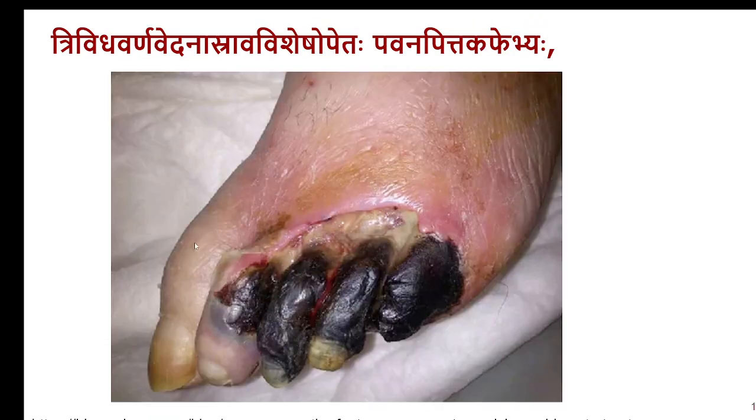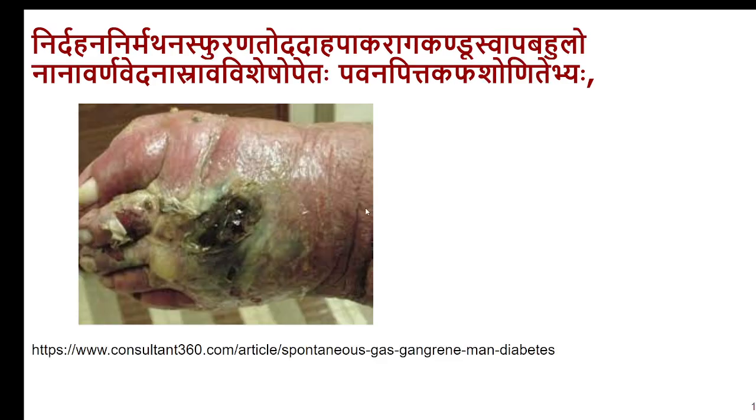Then Trivida Varna Vedana Sravishosha Peta Pona Pitta Kapha. The Tridoshaja Vrana, where Vata, Pitta, Kapha are involved. There you may see the features of all the three doshas, like numbness and the darkness and roughness of the Vata, numbness of the Kapha, and the discharges at the demarcating area of a gangrene. So, in a typical chronic gangrene, you will see the Tridosha Vrana Lakshanas.